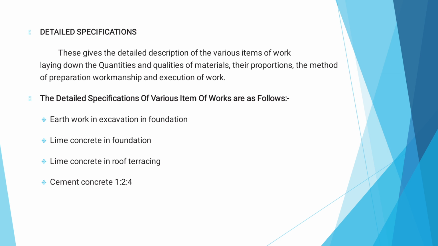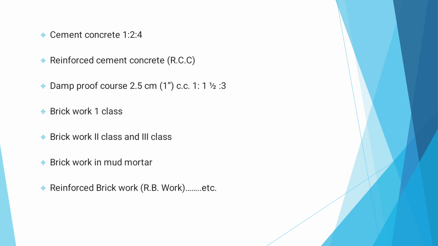1:2:4, and then cement concrete 1:2:4, reinforced cement concrete, the short name being RCC. Then next, damp proof course 2.5 centimeter, the proportion is 1:1.5:3. Then brickwork first class, then brickwork second class and third class, then brickwork in mud mortar and reinforced brickwork, that is RB work.